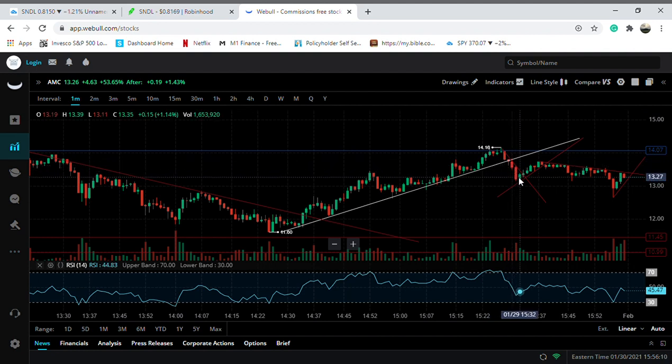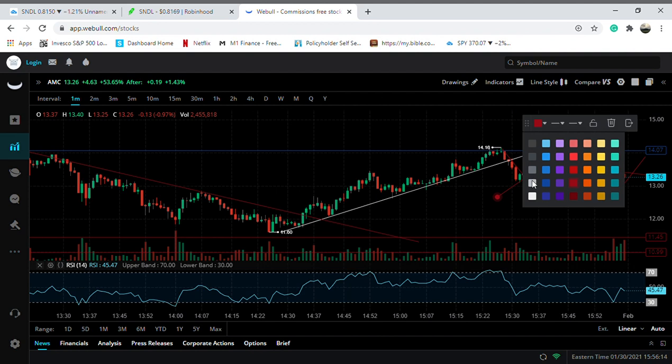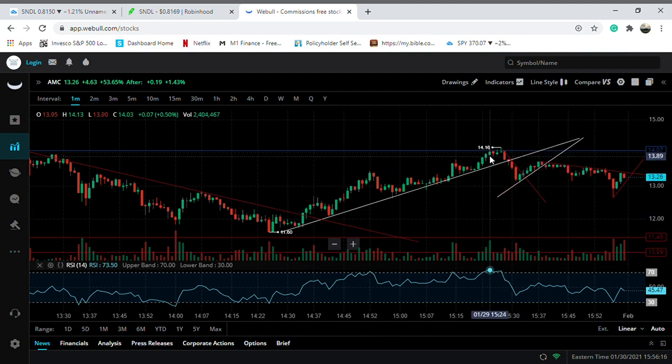And once it hit that resistance line, it kind of broke back down. You see here, it kind of broke back down, and we're going to go ahead and make this one white now. It kind of broke back down after it hit that support line, and this was the bear.